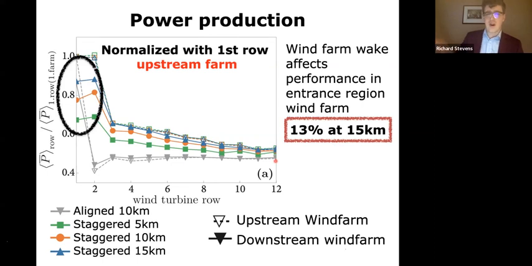That's why these fields are showing similar results. The entrance of the wind farm is affected by the wind farm wake of the upstream farm. Further downstream in the wind farm, the wind farm is more or less creating its own microclimate, and therefore creating a similar performance, whether the upstream farm is there or not.